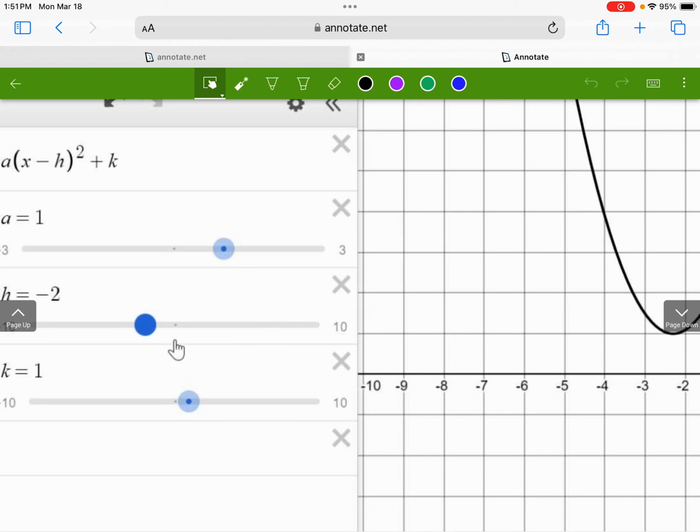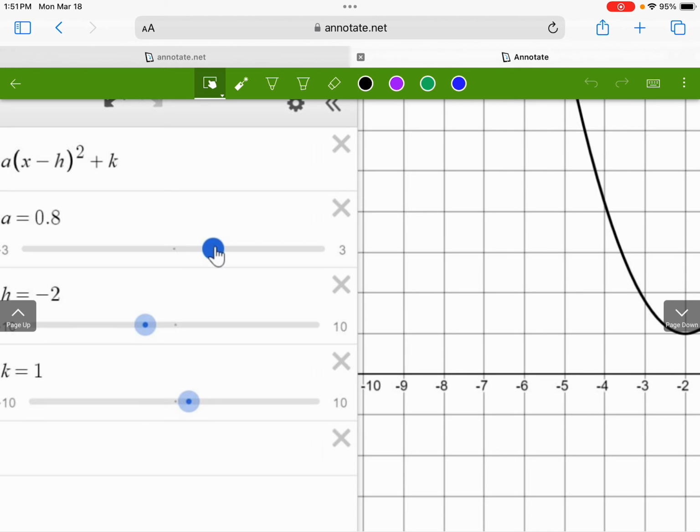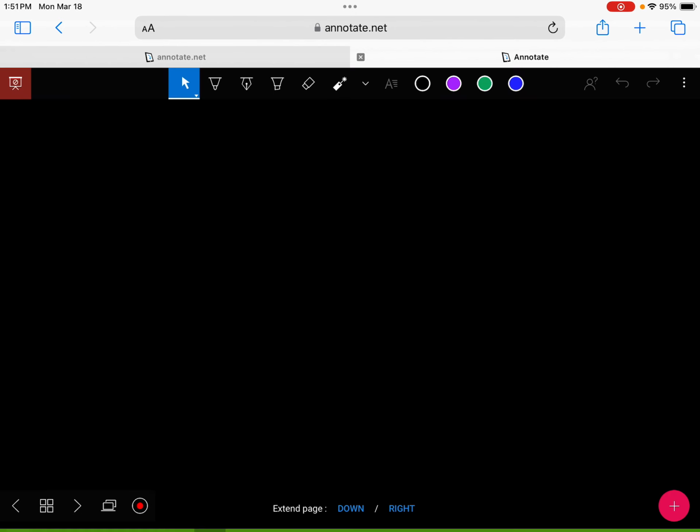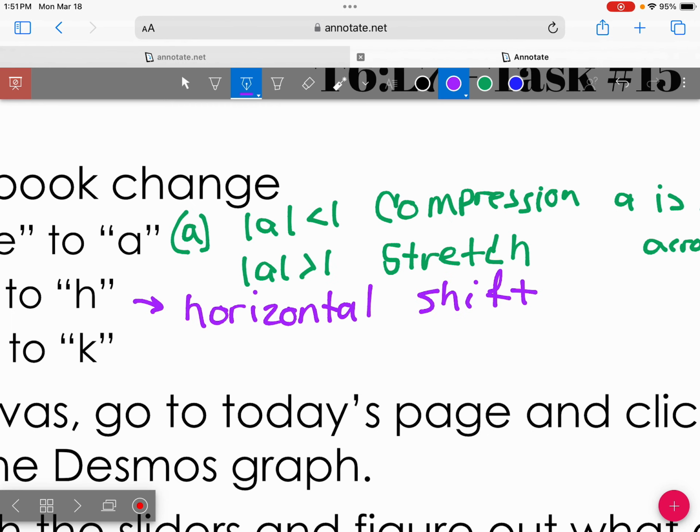We can just make this whole thing dance side to side. It doesn't change the shape of my U at all. Even if it is stretched, it still does this. Even if it is compressed, it still does just a horizontal shift. So it doesn't really change anything except the horizontal shift. So my H does a horizontal shift. It's what tells us if it moves left or right.